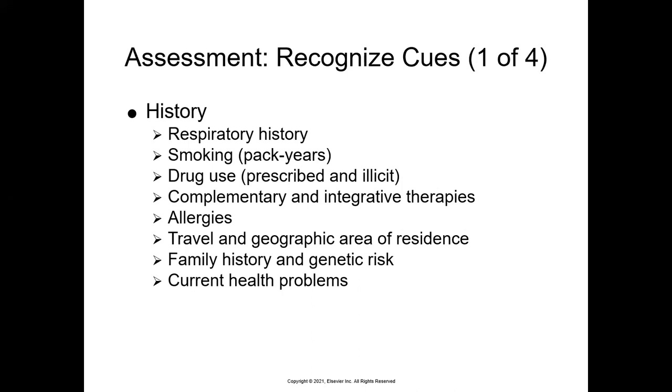So, family history: we need to find out if there are other people in the family with allergies, asthma, cystic fibrosis, and find out what the patient's other comorbidities are. What other issues is the patient struggling with?